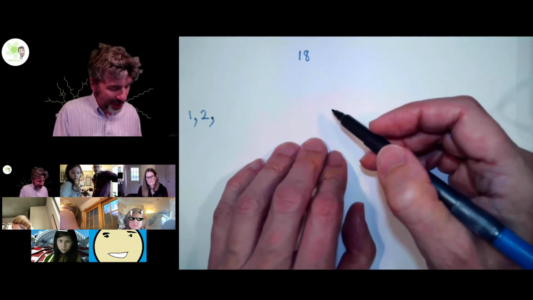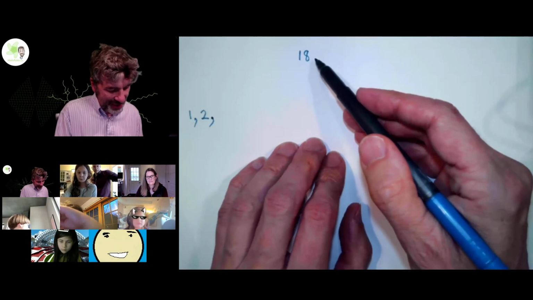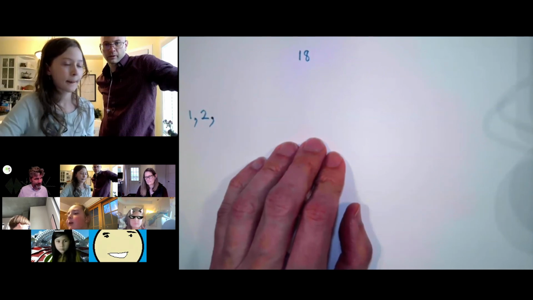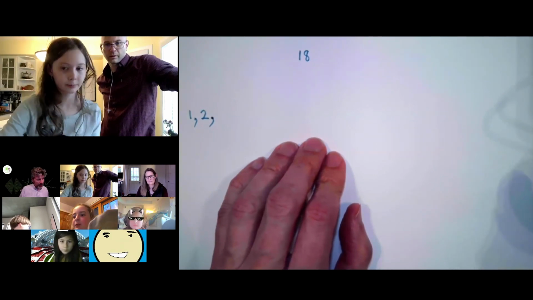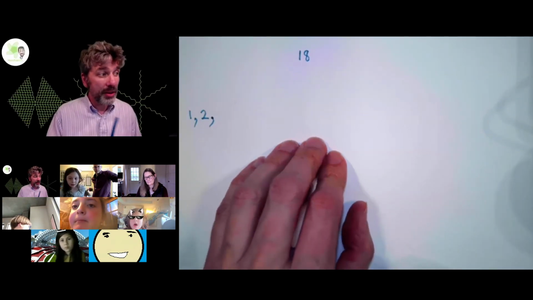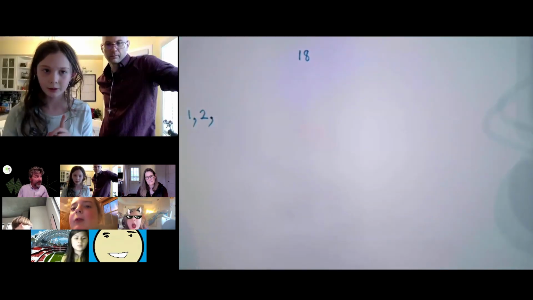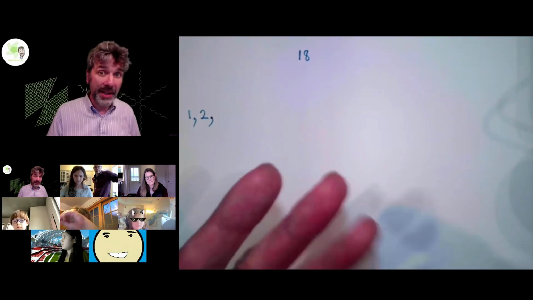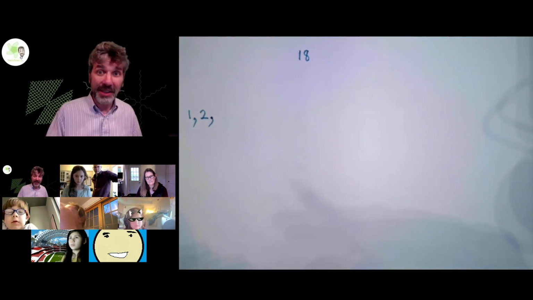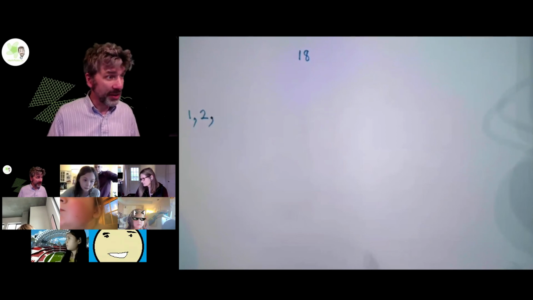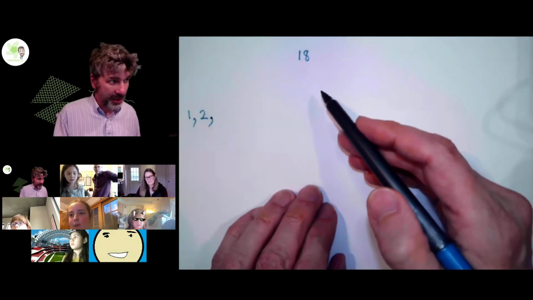Amelia, do you know what a factor of 18 might be? Just if you named one of them. It's a number that if you times a certain number by it, you'll get 18. It would be a number like 6, because 18 divided by 6 is an integer. Okay, so 6 is a factor of 18.